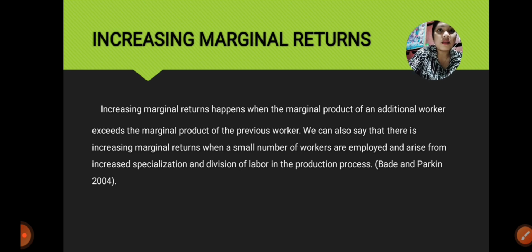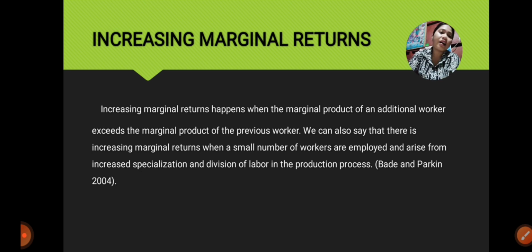We can also say that there is increasing marginal returns when a small number of workers are employed, and it arises from increased specialization and division of labor in the production process. An example of this is, if you are a manager of a garment factory and you have one worker, that person must learn all the aspects of making a t-shirt, like cutting the cloth, making patterns, putting buttons, etc.